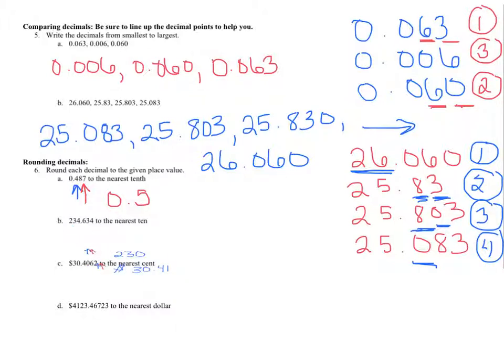Finally, for part D, we want to round $4,123 and 46,723 hundred-thousandths to the nearest dollar. So we're looking at the dollar place, that 3, so we need to look to the right of it at the 4. Since the 4 is less than 5, we'll keep the same, so we'll write this as $4,123.